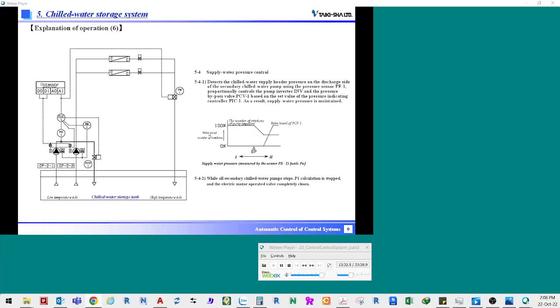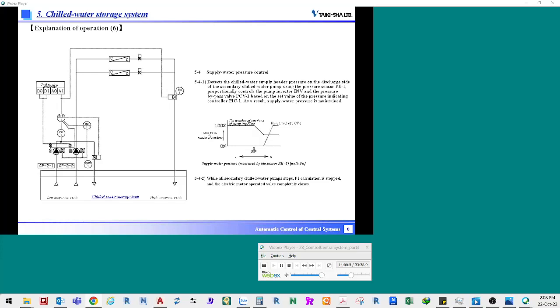When all secondary chilled water pumps stop, after some delay, the PI calculation by the pressure indicating controller PIC1 can be stopped. For intermittent air conditioning, room temperature changes. If air conditioners are turned off, enhancement of integral control caused by the difference between the PV value and the setting value is prevented, and pick up and pull down load are added to the heat load when the air conditioners are restarted.